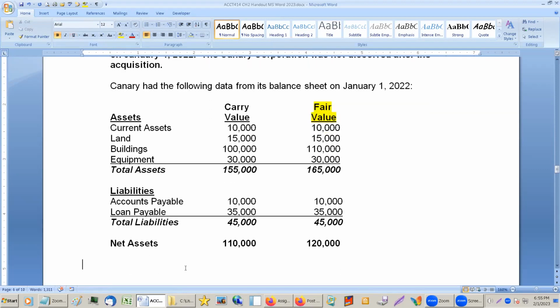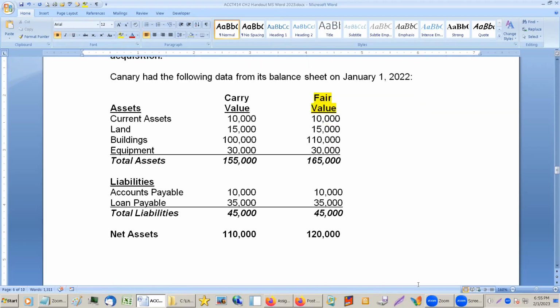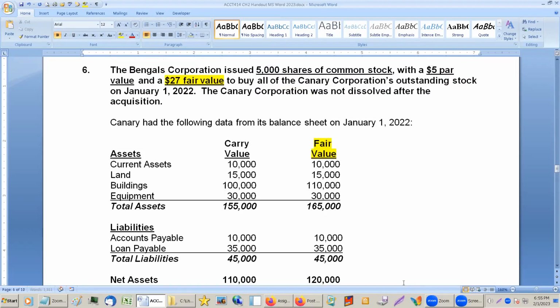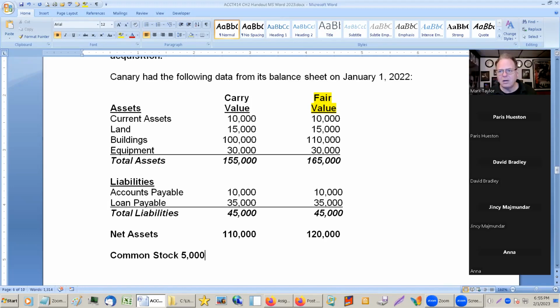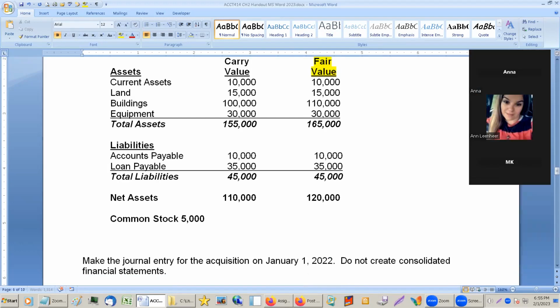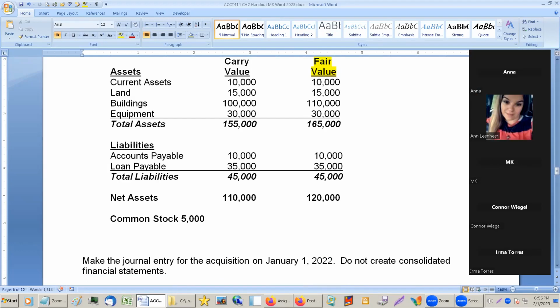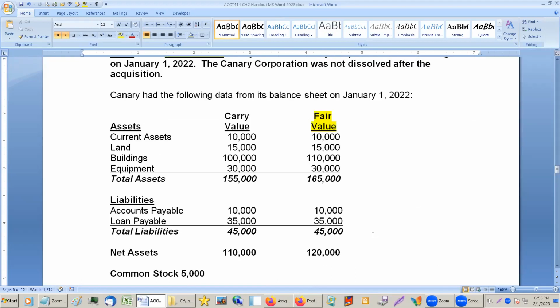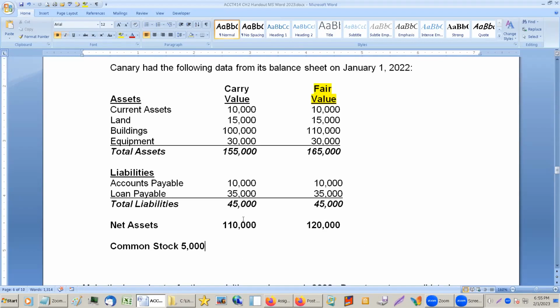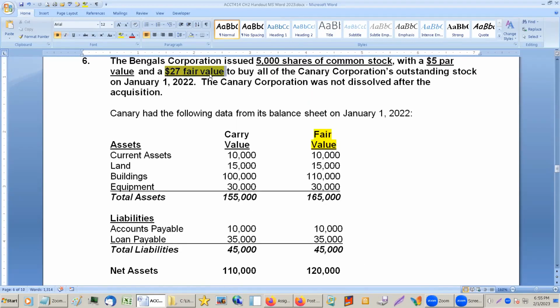Okay, so what did we give up? 5,000 shares. The fair value is 27.